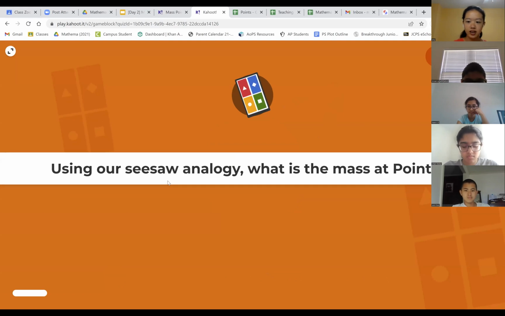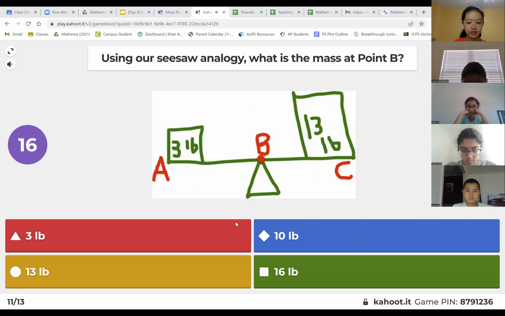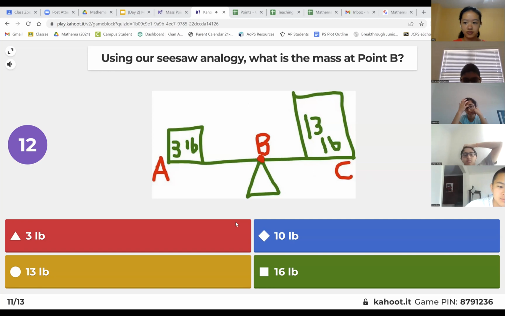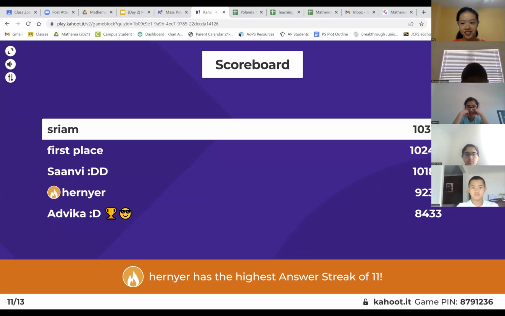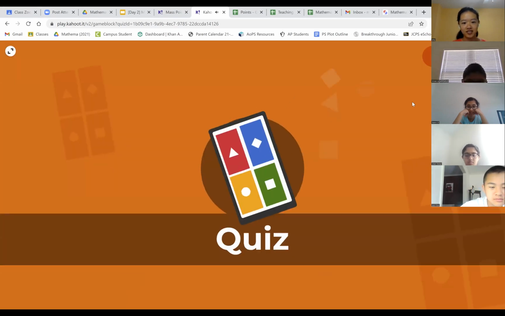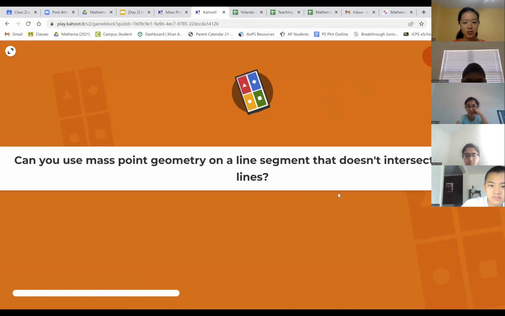Okay, what is the mass at point B? That should have been an answer. It should have. But yes, it is 16 because you just add the weights. Okay, can you use math point geometry on a line segment that doesn't intersect any other lines?